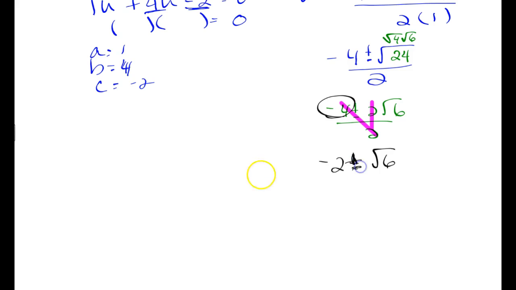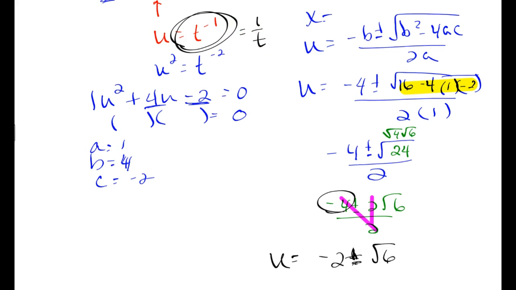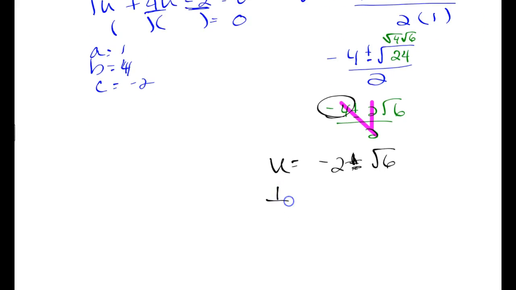But remember, that was what u was equal to. And I'll go back to my definition, and it says u is really equal to t to the negative first, which you may recognize as 1 over t. So I'm going to replace this with 1 over t is equal to negative 2 plus or minus the square root of 6. And then if I take the reciprocal of both sides, which I can do, I can do whatever I want as long as I do both sides, and that's the reciprocal function.